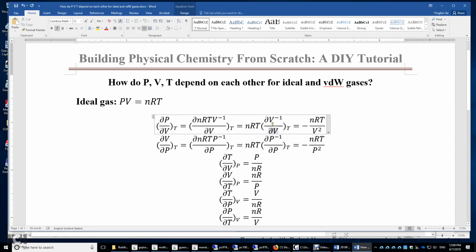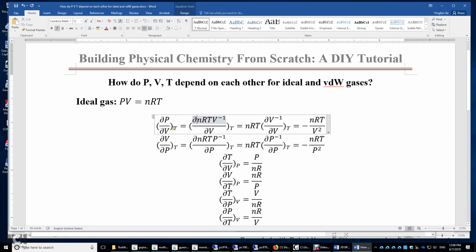And then we take the first derivative of 1 over V with respect to V. I usually write this as V to the power of -1, and then we put -1 in front, and then lower the power by 1, so it's going to be V to the power of -2. Therefore, the result is -nRT over V squared.